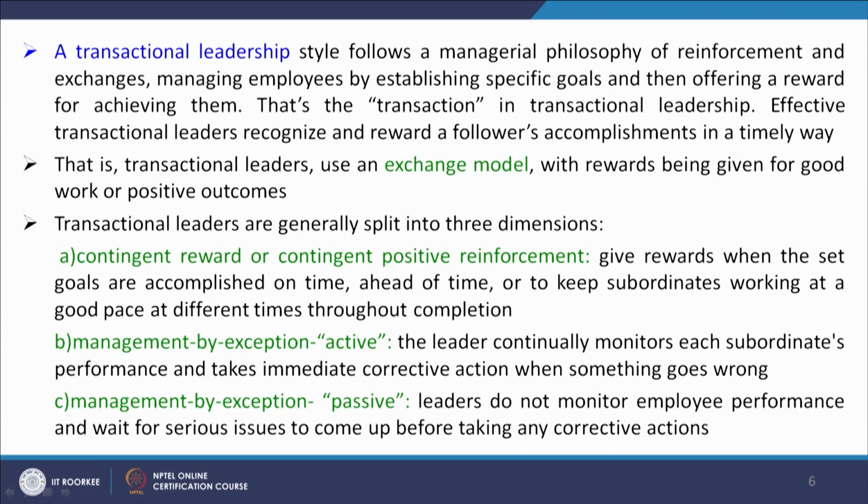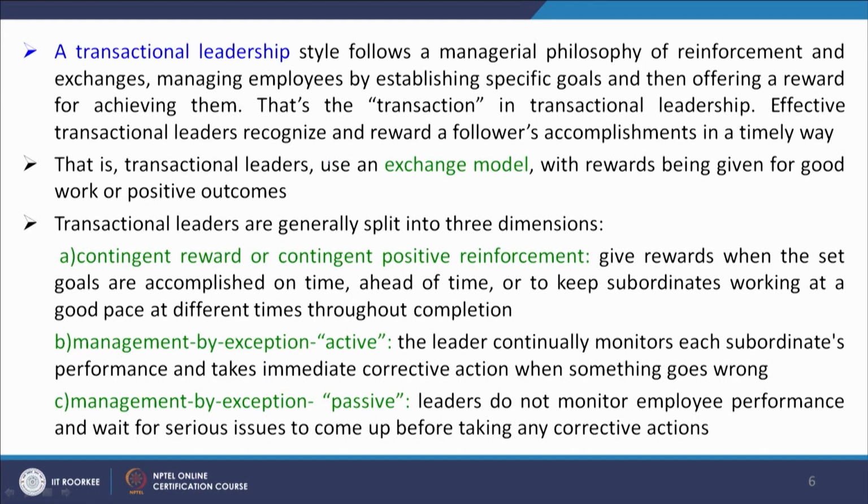So, effective transactional leaders recognize and reward followers' accomplishments in a timely way. That means it is very much timely, everything is fixed, the task has been assigned, the follower will perform it, and as soon as the organizational goal has been achieved, immediately the follower will receive some reward in the form of monetary benefit or salary hike. So, this is a transaction or exchange.